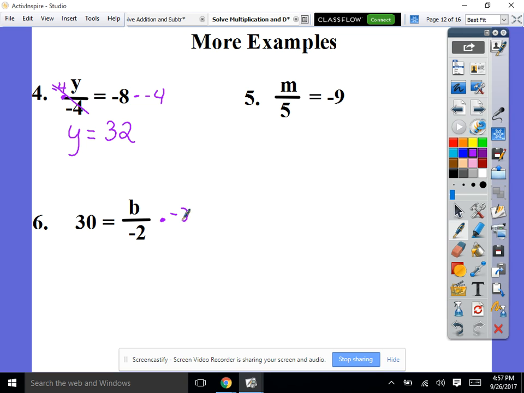Multiply by the denominator, so times negative 2. Negative 2 cancels out, leaves us with b equals negative 60. And we check that by saying negative 60 divided by negative 2 equals positive 30. Multiply by the denominator, times 5. These cancel out, gives us 1m equals negative 9 times 5 is negative 45. We're going to plug that back in for m. So negative 45 divided by 5 equals negative 9.